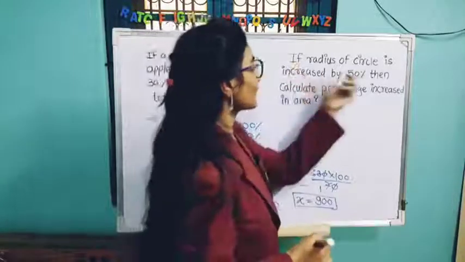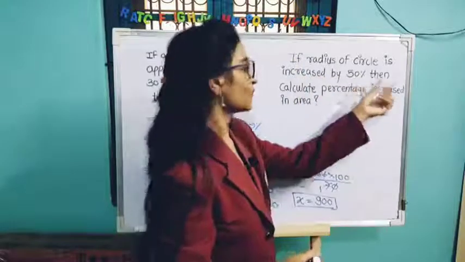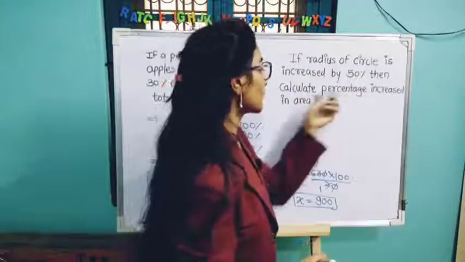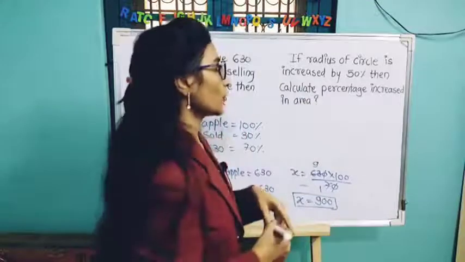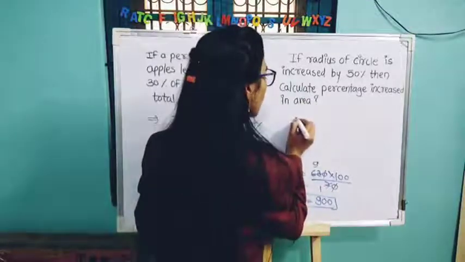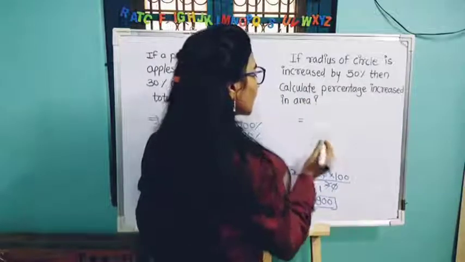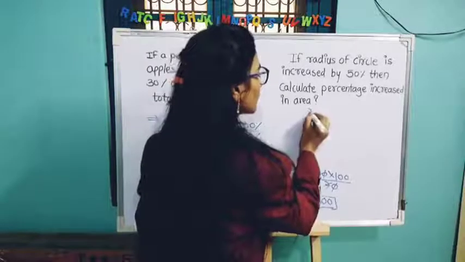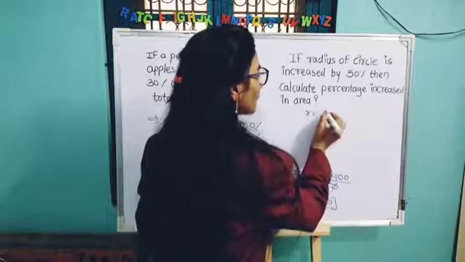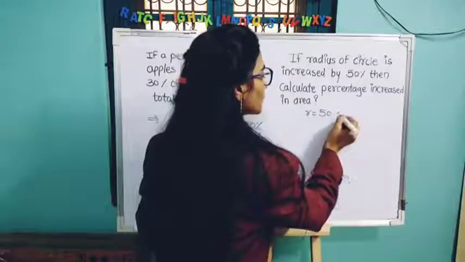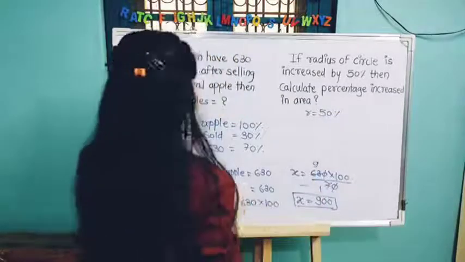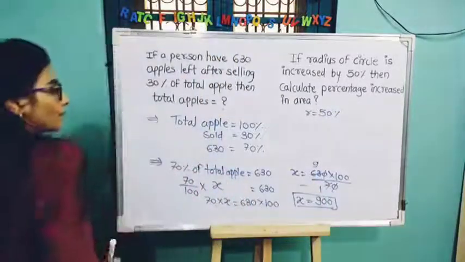Next example is here. If the radius of a circle is increased by 50%, then calculate the percentage increase in area. So in this example, we have to use a formula. Which formula is that? We know radius is denoted by r, and r here is increased by 50%. So we have to use this formula here.